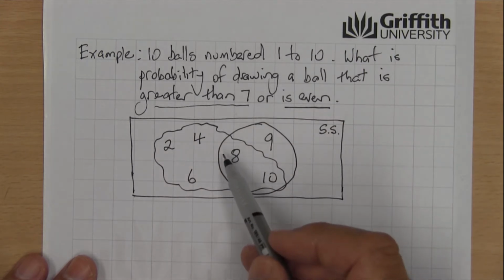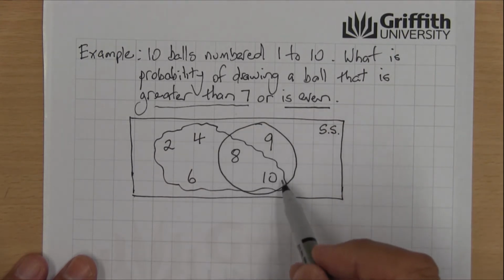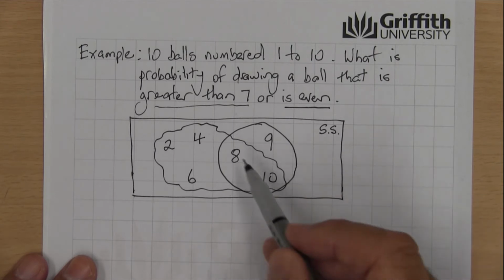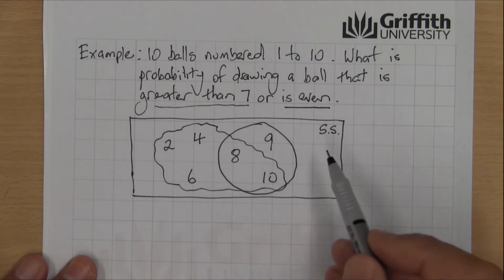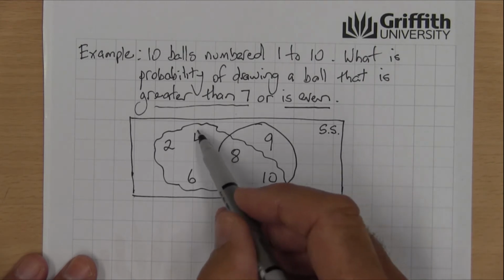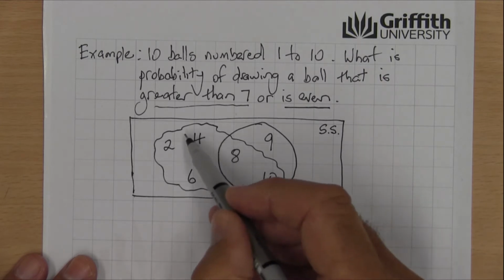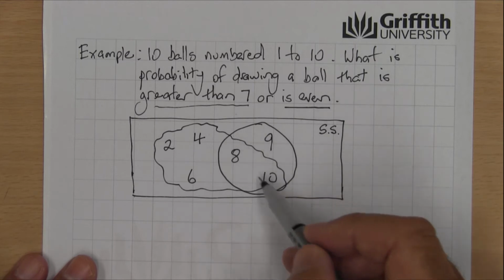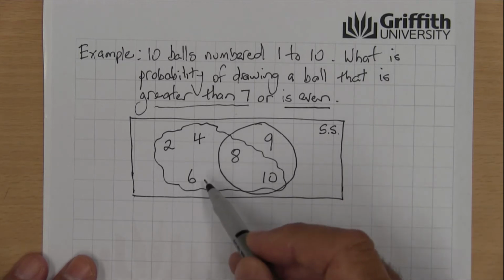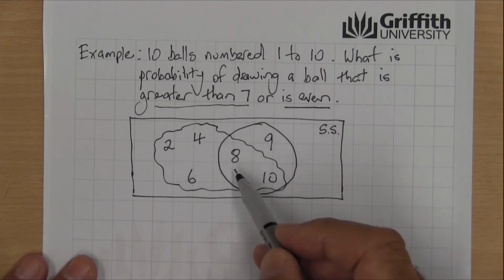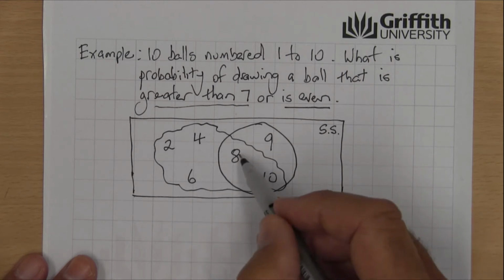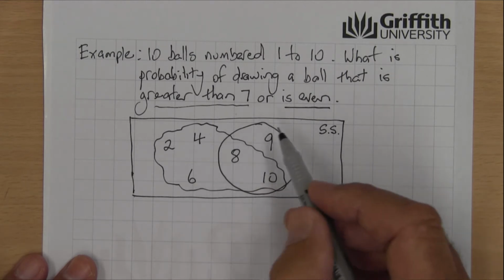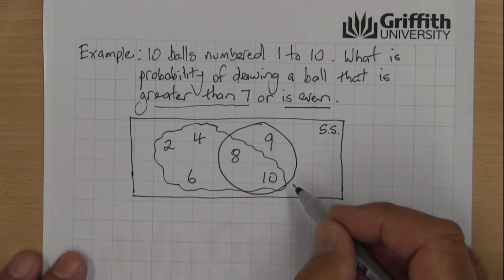And you can see that because we've got overlap between the two different events, they're not mutually exclusive. If they were mutually exclusive events, then there would be two circles or loops or whatever that don't overlap each other. But because we get overlapping here with 8 and 10, it means they are not mutually exclusive.